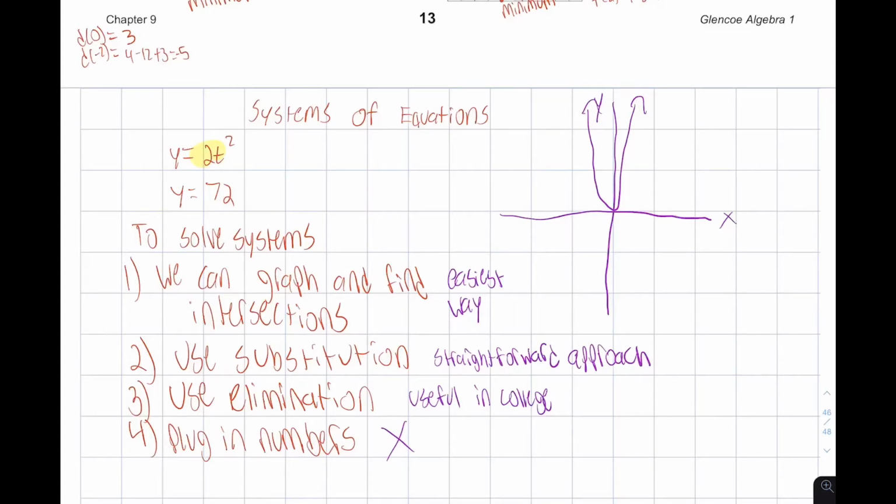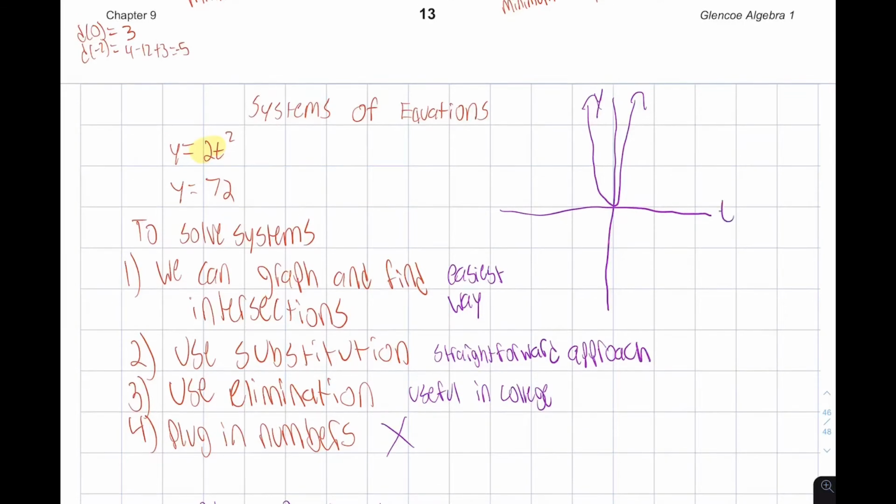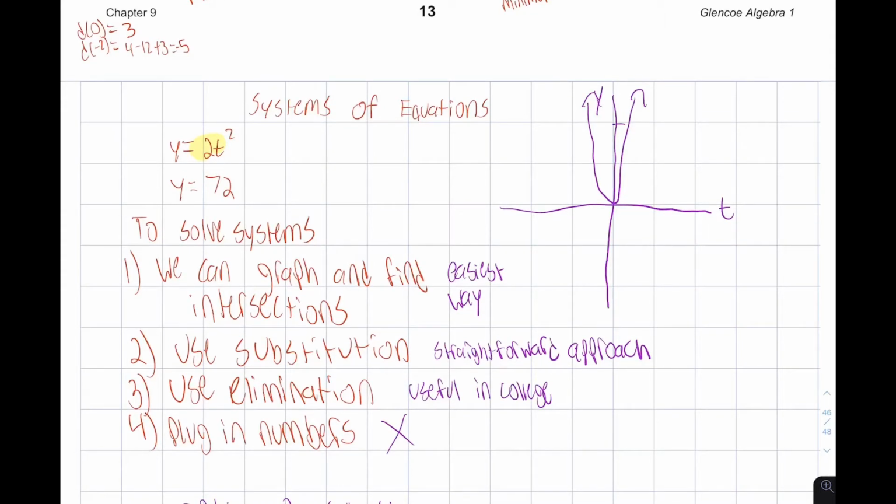And so that things match up, I'm going to change this from the x-axis. Because my equation has t, let's make that the t-axis. My second equation is y equals 72. So that means somewhere on the y-axis, we're going to have the number 72. We're going to have a line going through that 72. This is y equals 72. And it's going to cross my parabola in 2 spots. So just by looking at the picture, we can see that there are 2 solutions.